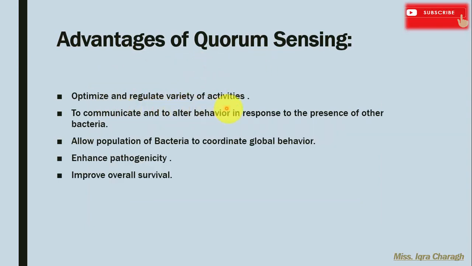Optimize and regulate a variety of activities, to communicate and to alter behavior in response to the presence of other bacteria. Allow bacterial populations to coordinate global behavior. Enhance pathogenicity. Improve overall survival. It's all about quorum sensing.